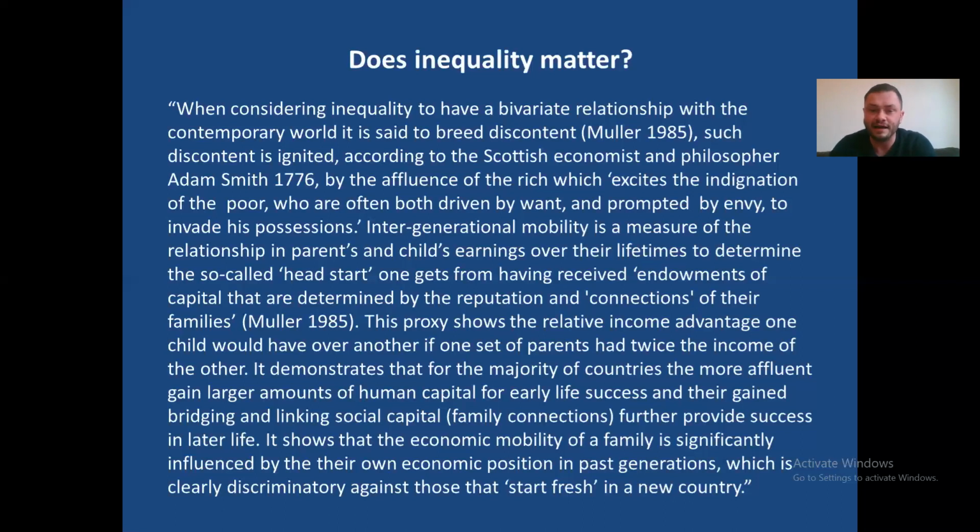Very clear. Another example, this proxy shows the relative income advantage one child would have over another if one set of parents had twice the income of the other. It takes a complicated idea and puts it simply. Yes, there are grammatical errors, but what I like about this is that the language is precise, it's largely concise despite long sentences, and overall it's argued relatively effectively.